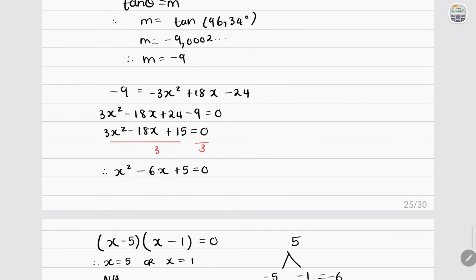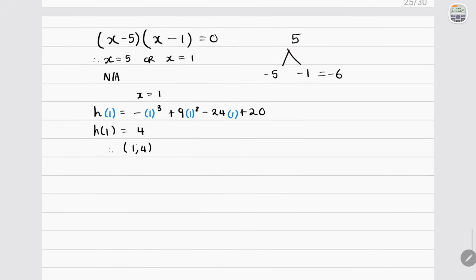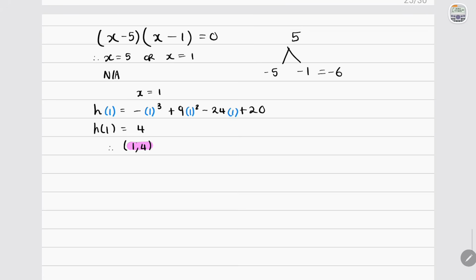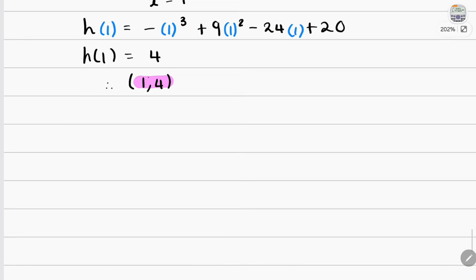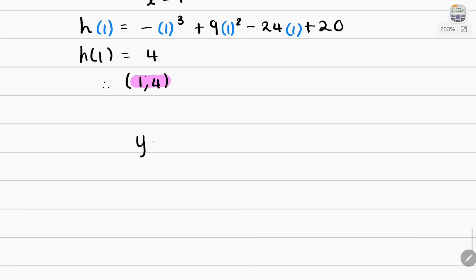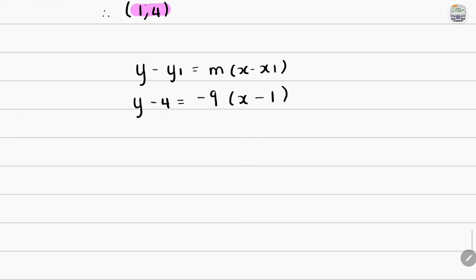Okay, so now we have the gradient, and we also have a point of intersection, or point on that line. So we can actually just use this to find the equation of the tangent. You can say y equals mx plus c, but I'll just use this formula: y minus y1 is equal to the gradient times x minus x1. Then we're saying y minus 4 is equal to, our gradient was negative 9, times x minus 1, and then just simplify.